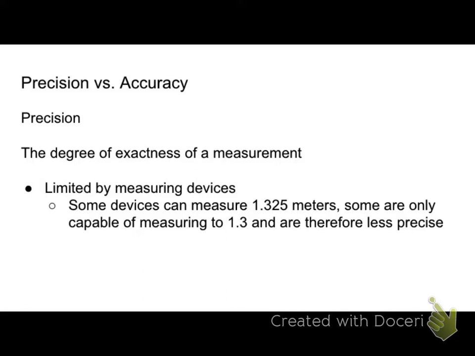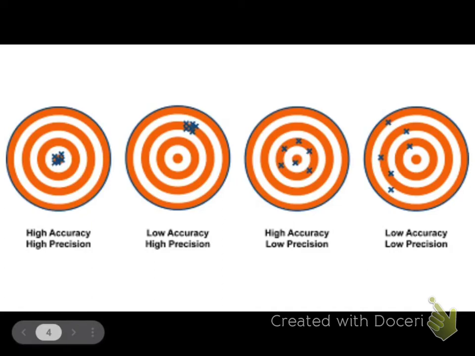Also, if you're taking measurements precisely, they're going to tend to be grouped close together. You're going to have similar measurements over and over. I included an image in here to help understand this, okay? And it's this image of the 4 bullseyes, right? If something is highly accurate and highly precise, it's going to be like the first bullseye.